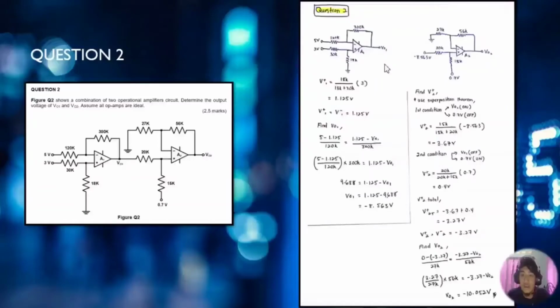Okay, then we will find the V output 1 here. We will use the formula of current in equals to current out. For the current in, this 5 volt will minus V negative, which is 1.125, over resistor 120k, equals to V negative 1.125 minus V output here over this resistor, which is 300k. Okay, after the calculation we will get V output 1 equals to negative 8.563 volt.